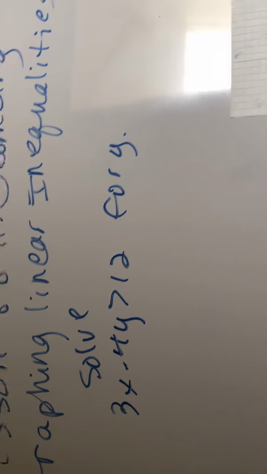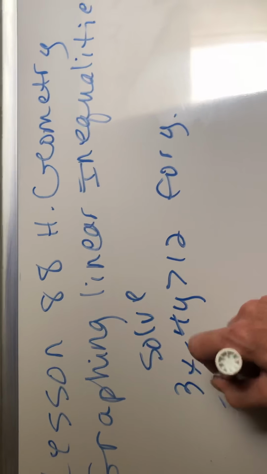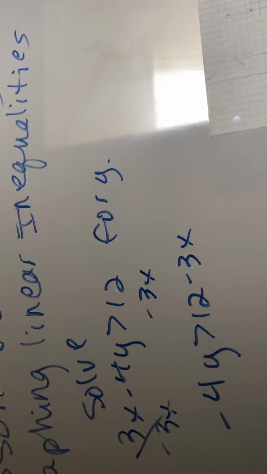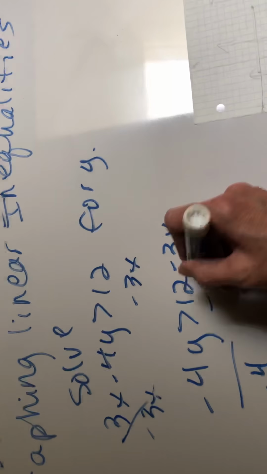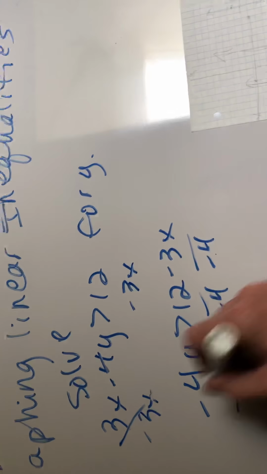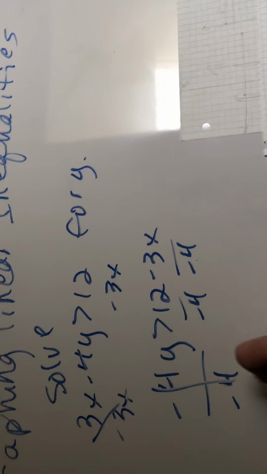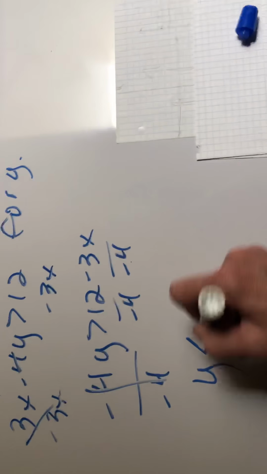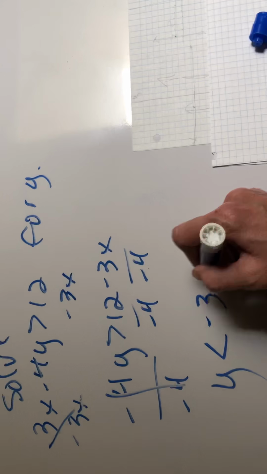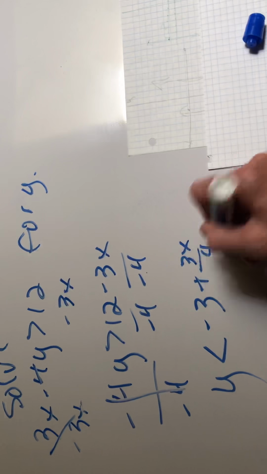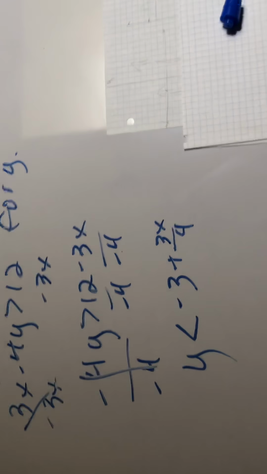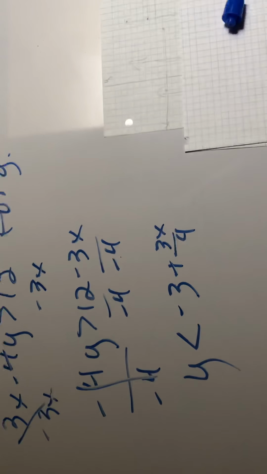Okay? So let's see. We're subtracting 3x. So negative 4y greater than 12 minus 3x. Divide by negative 4. Okay, now remember from Algebra 1, when you're dealing with inequalities and you divide by a negative, you've got to flip that inequality sign. So y is less than negative 3 plus 3x over 4. And if you're asked to solve for y, stop right there. Don't do anything else. Okay?